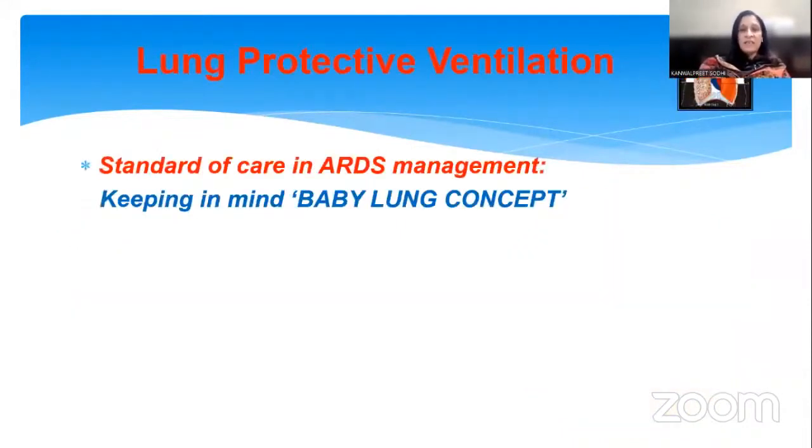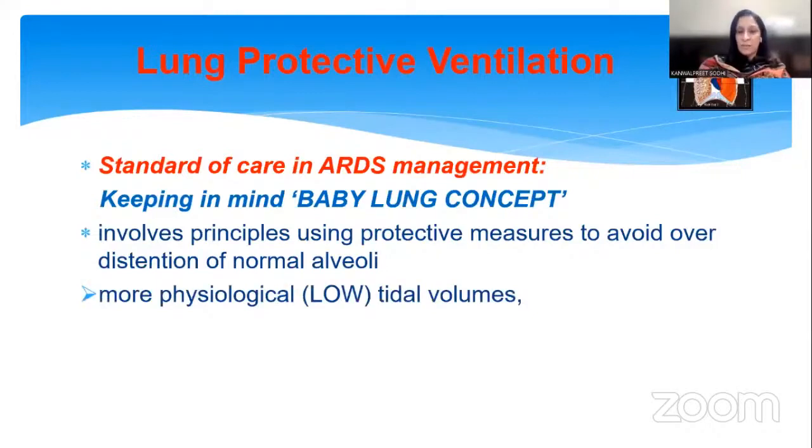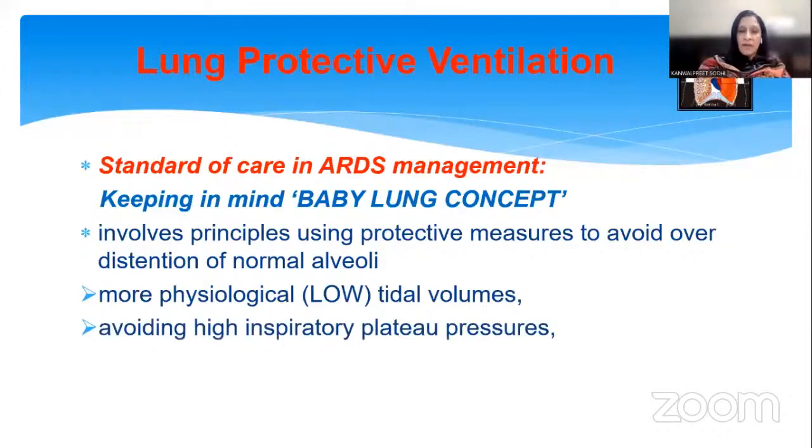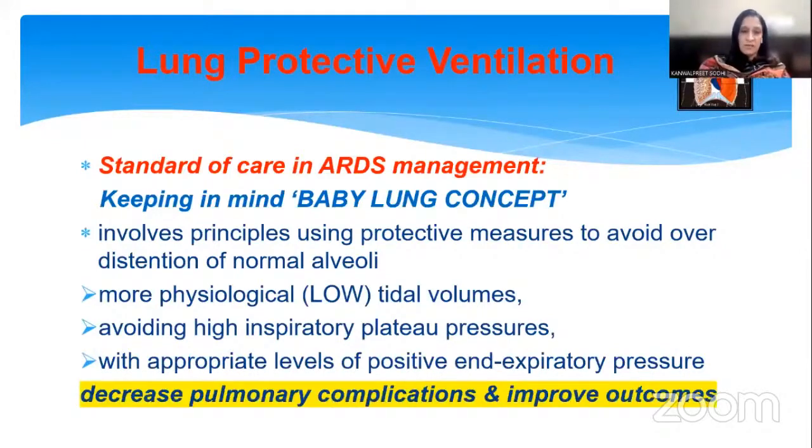Lung protective ventilation is just keeping in mind the baby lung concept, and this is the standard of care in ARDS management. It basically involves using protective measures so as to avoid overdistension of the normal alveoli. What is left behind in the injured lung, the remaining normal alveoli, we have to protect them. How are we going to protect them? Using a more physiological, that is a lower tidal volume, avoiding high inspiratory plateau pressures, and appropriate levels of PEEP might be used so as to optimize the ventilation. The target is decreasing the pulmonary complications and improving the outcomes.